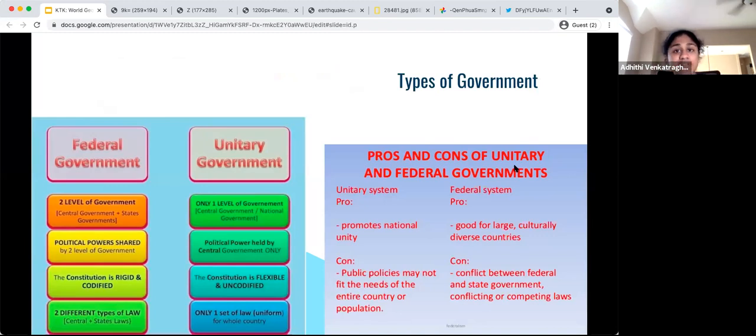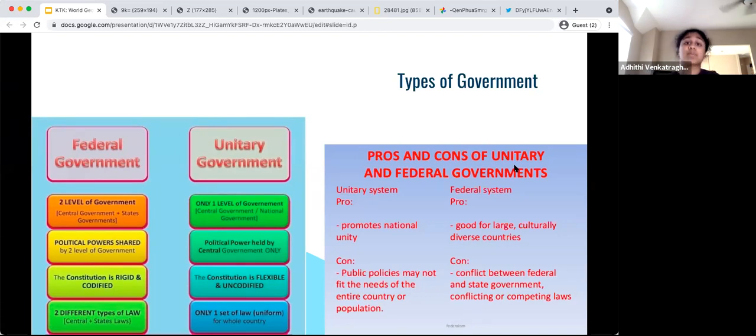And you can already see the direction this is going to take, with people having a lot of power in a unitary government rather than a more democratic sort of government where it's split in a federal government. So political powers are shared by two levels in federal government, and political powers are held by the central government only in the unitary government. Federal government has a rigid and codified constitution, and the unitary government has a flexible constitution, which means the person in charge can change the laws of the country however they would want, which is not necessarily the best thing for a citizen. Federal government also has two different types of law, and the unitary government will have one type of law in total.